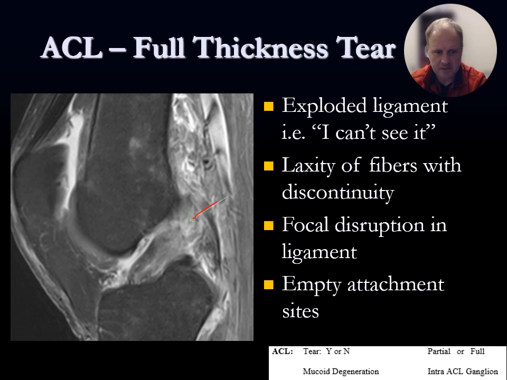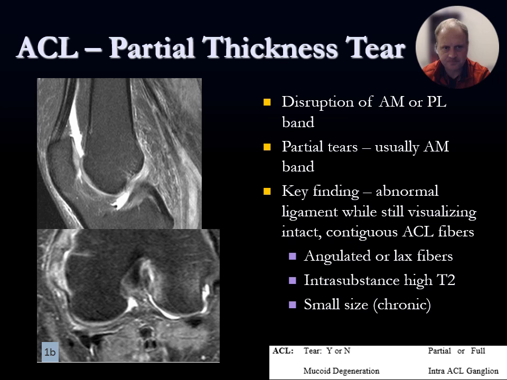Here's an example of a full thickness ACL tear just taken from the literature. You can see some torn ligament here, but it does not appear to have any good attachment or discernible fibers proximally, which is going to be a full thickness ACL tear.